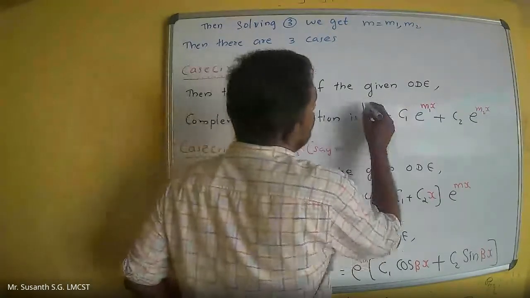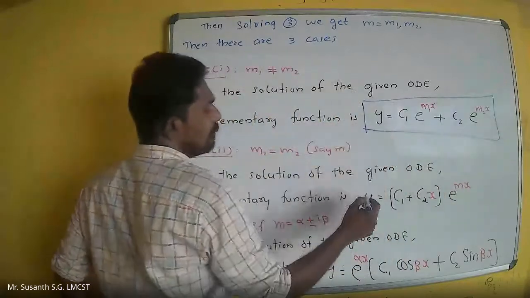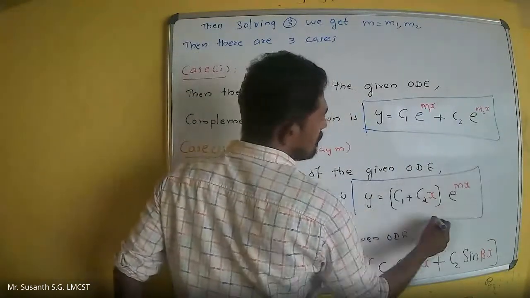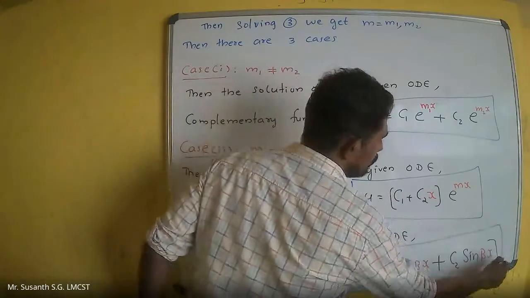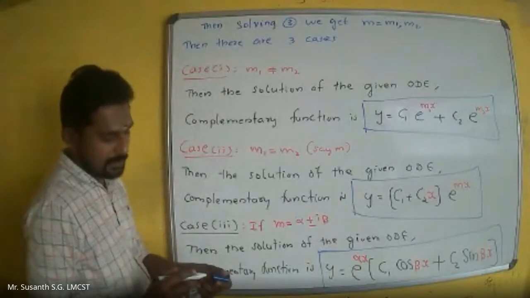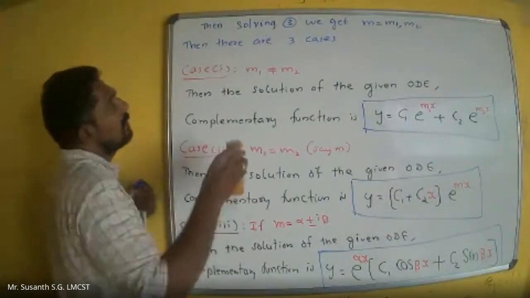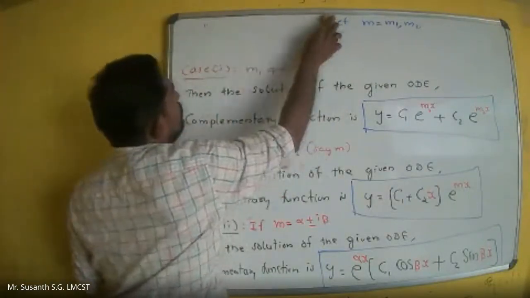Where c1 and c2 are constants. y is equal to c1 e raised to m1x plus c2 e raised to m2x. y is equal to c1 plus c2x into e raised to mx. y is equal to e raised to alpha x into c1 cos beta x plus c2 sin beta x, where c1 and c2 are arbitrary constants.